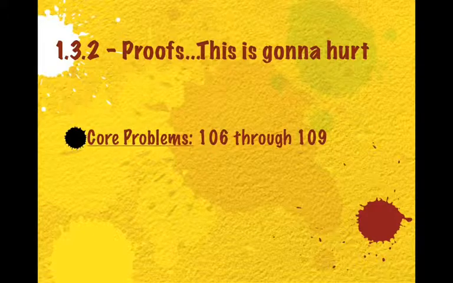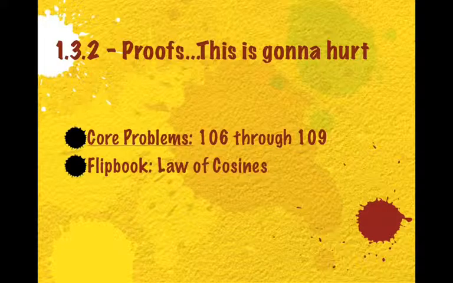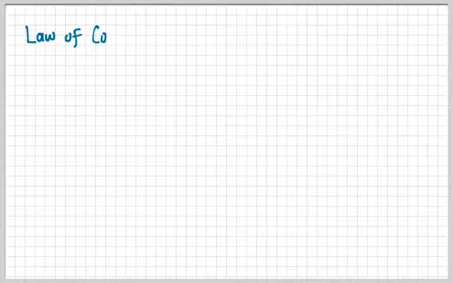Core problems we looked at were 106 through 109. Really 106 and 107, and in the flip book we did the law of cosines, so that's what I'm going to go over right now. This will go in section 1.3 of your flip book at the bottom, the law of cosines.